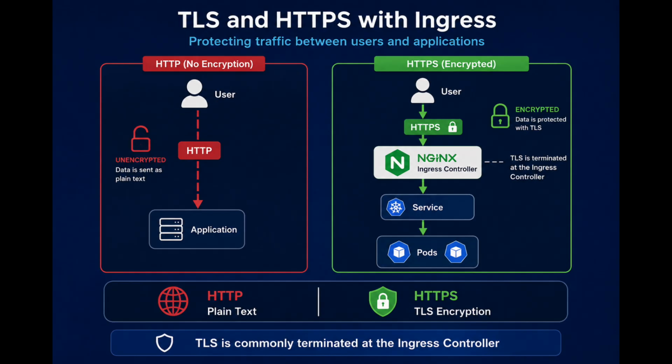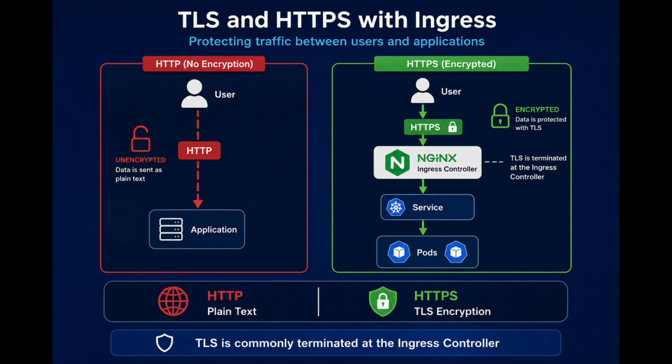On the right, we have HTTPS. HTTPS uses TLS certificates to encrypt communication between users and applications. This protects passwords, authentication tokens, payment information, and other sensitive data. One of the advantages of using an Ingress controller is that it can handle TLS termination. Users connect securely using HTTPS. The Ingress controller manages the certificate and receives encrypted traffic. Then it forwards requests to the applications running inside Kubernetes.